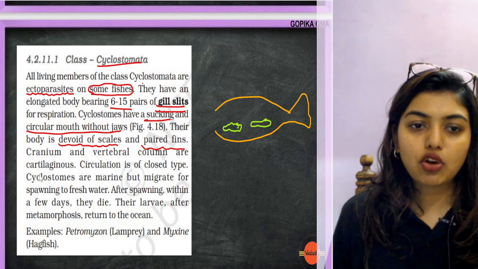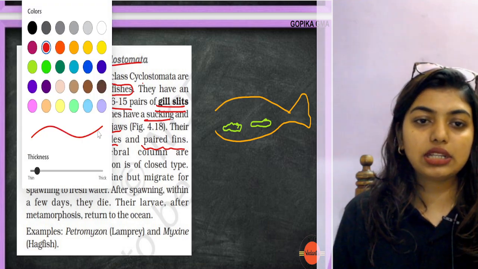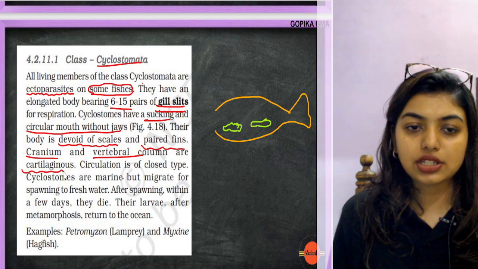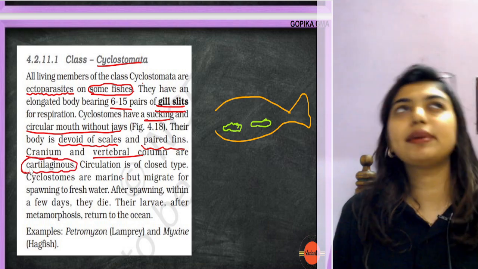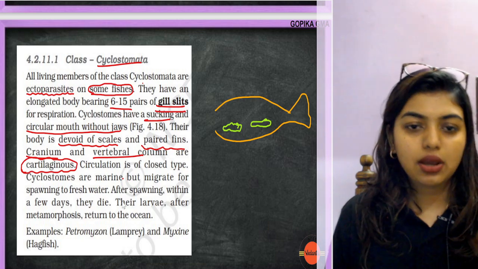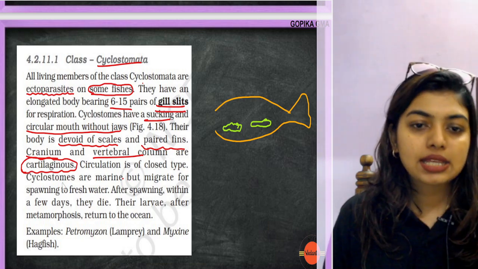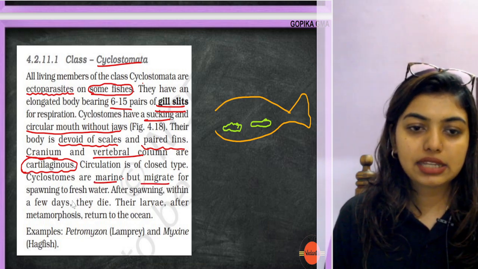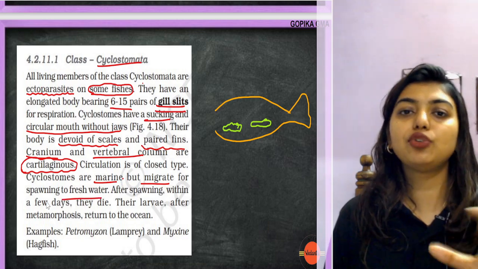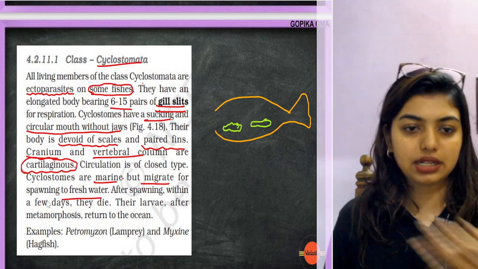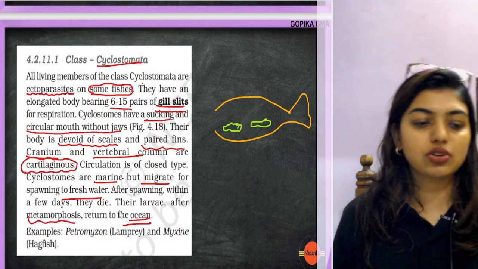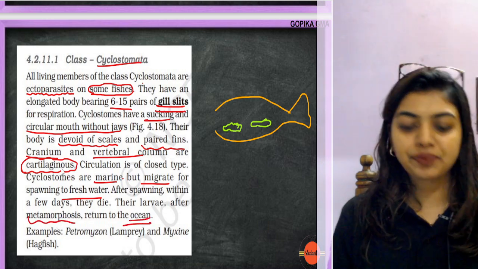Cranium and vertebral column are cartilaginous. Very, very important. Cranium, that is the brain case, and the vertebral column, both are cartilaginous. Soft, so they are basically spongy. Okay, nothing is bony, everything is spongy. Circulation is of closed type. Cyclostomes are marine but migrate for spawning to fresh water. After spawning, within a few days they will die. The larva will come back again alone by itself. The larva, after metamorphosis, returns to the ocean. So very sad story, students. Yes or no? Very sad story.